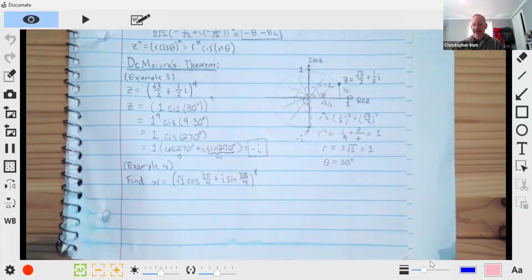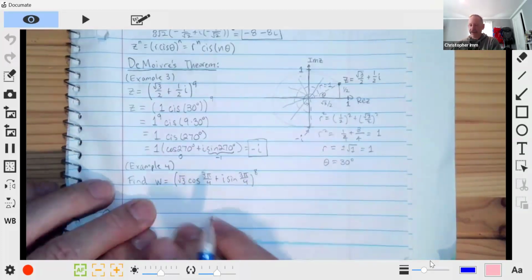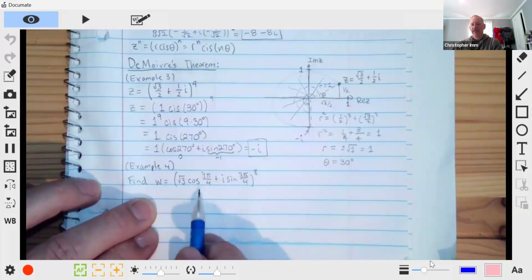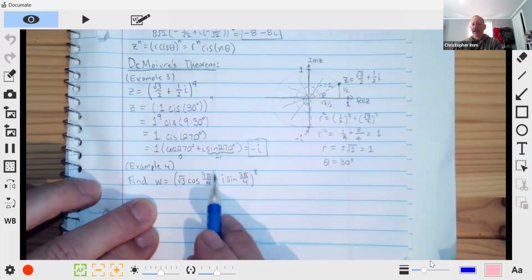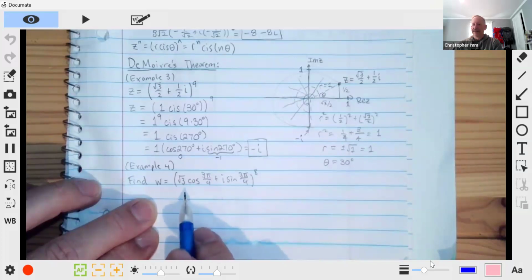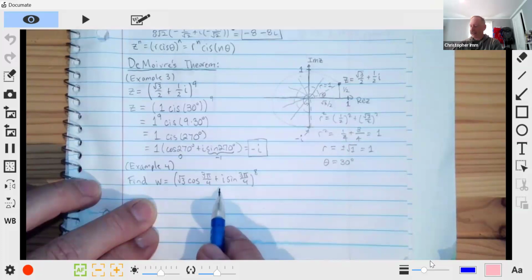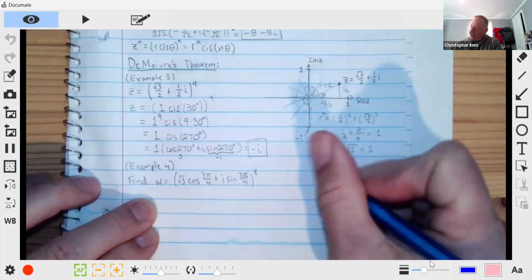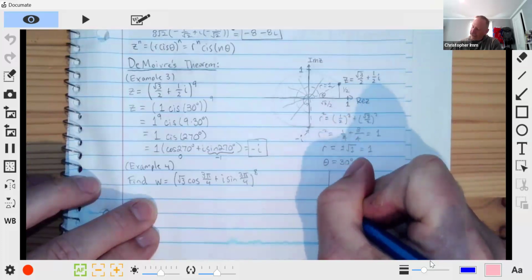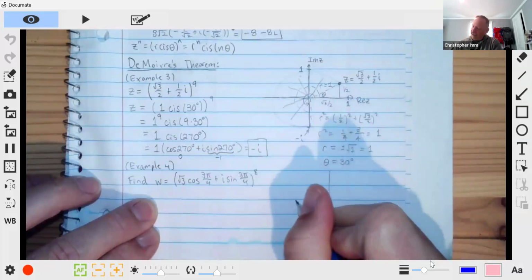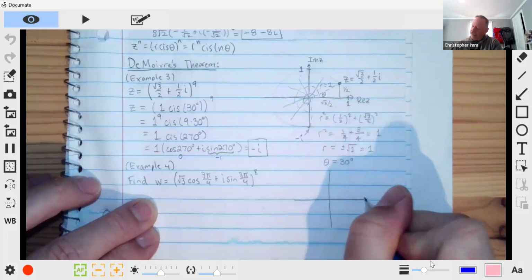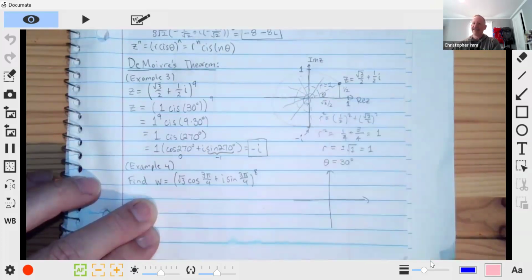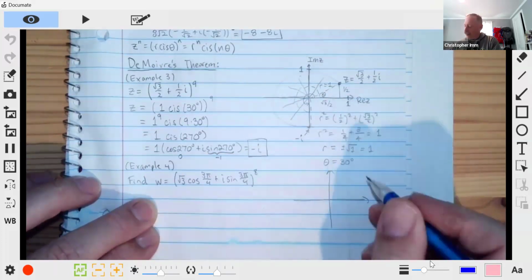Let's do one more example here. This one is a little more complicated. We do know that this angle is in quadrant two, and it does look like this is another special triangle, but let's go ahead and turn this into trig form and then use de Moivre's theorem. Usually when I'm trying to turn a number into trig form, I like to plot it. It just gives me a sense of what we've been doing all along.